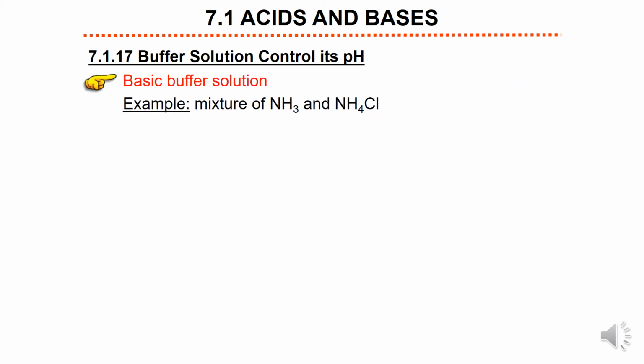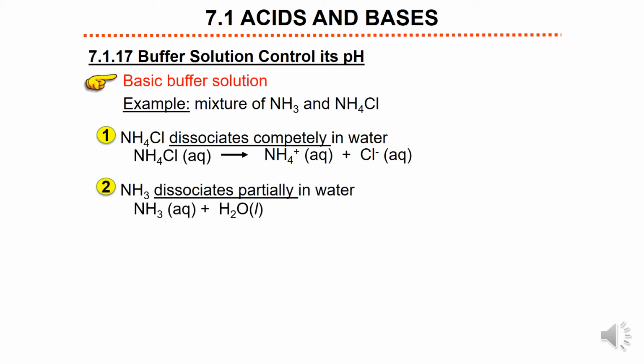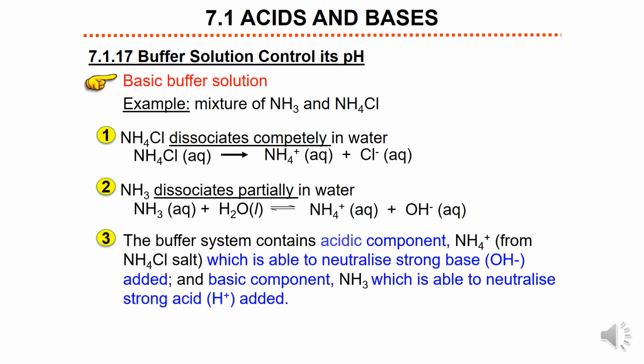Basic buffer solution. Example, we have a mixture of ammonia and ammonium chloride. Ammonium chloride dissociates completely in water to produce ammonium ion and chloride ion. Ammonia dissociates partially in water to produce ammonium ion and hydroxide ion. The buffer solution contains an acidic component, NH4+ ammonium from the ammonium salt, which is able to neutralize added strong base OH-, and a basic component, ammonia, which is able to neutralize added strong acid H+.